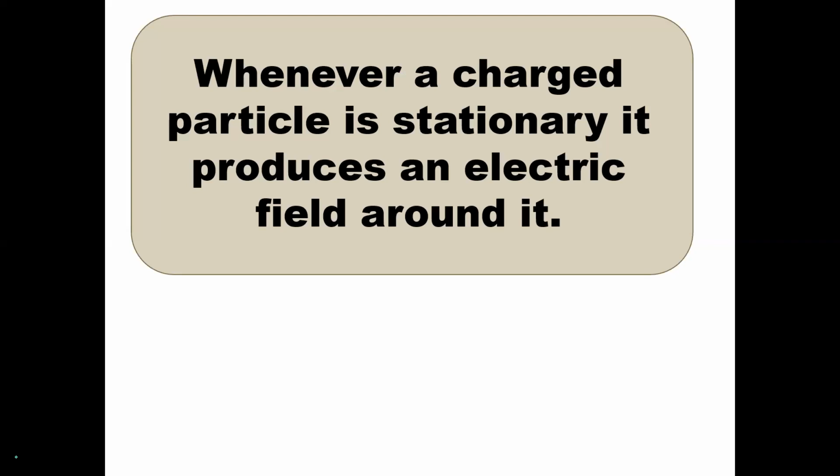Now, the parallel concept is there. When a charged particle is stationary, it produces an electric field around it. So when a charged particle is moving, it produces a magnetic field. When a charged particle is stationary, it is producing an electric field. You have to copy this thing.